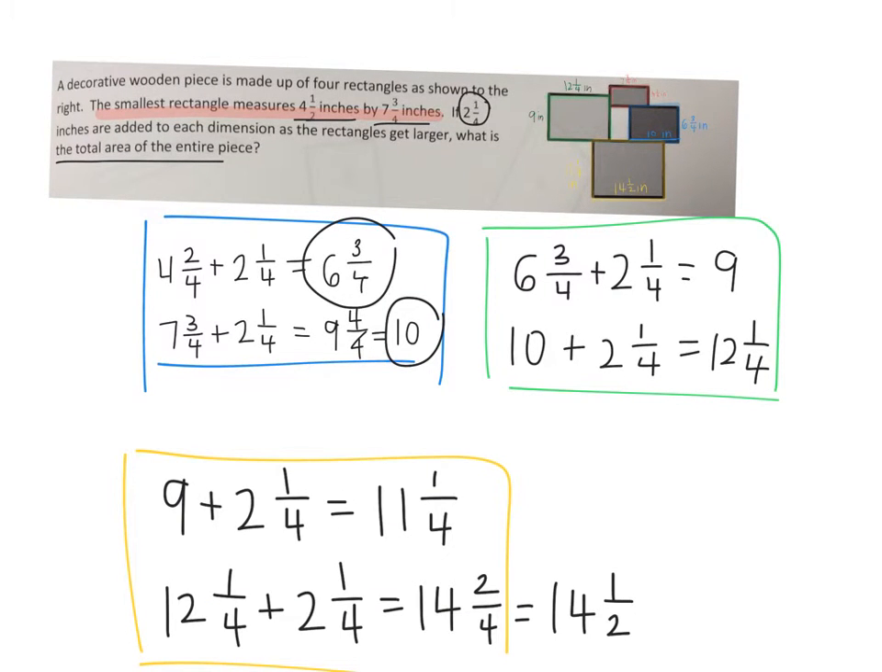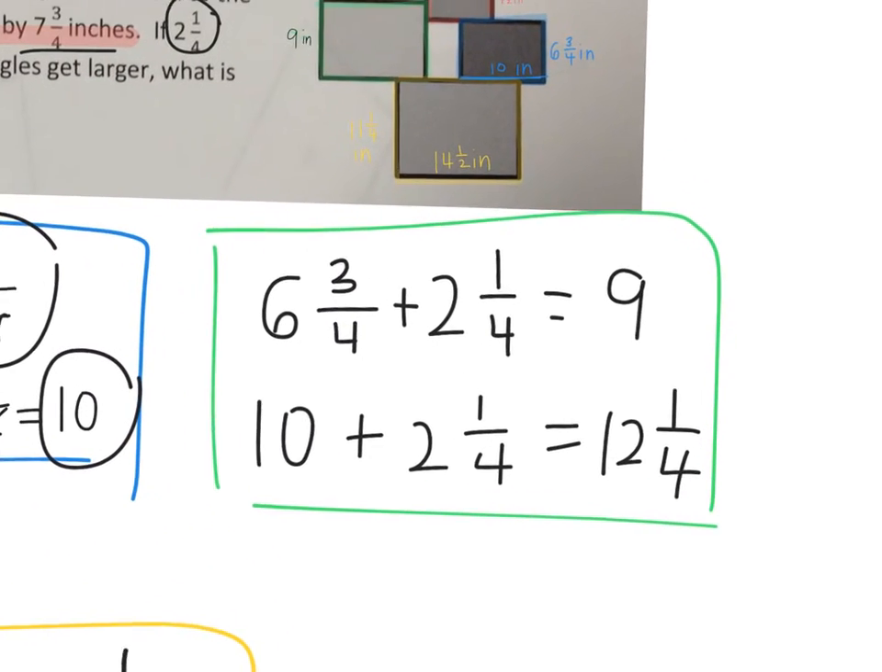Now that we know the dimensions, the question is asking us, what is the total area of the entire piece? So now that we know the dimensions of the entire piece, how would we find the area of all of these rectangles? What would we need to do? Go ahead and talk at your table groups. Okay, we would have to find the area of each rectangle using the area model, yes? And then once we found the area of each of the rectangles, we'd have to add them all up.